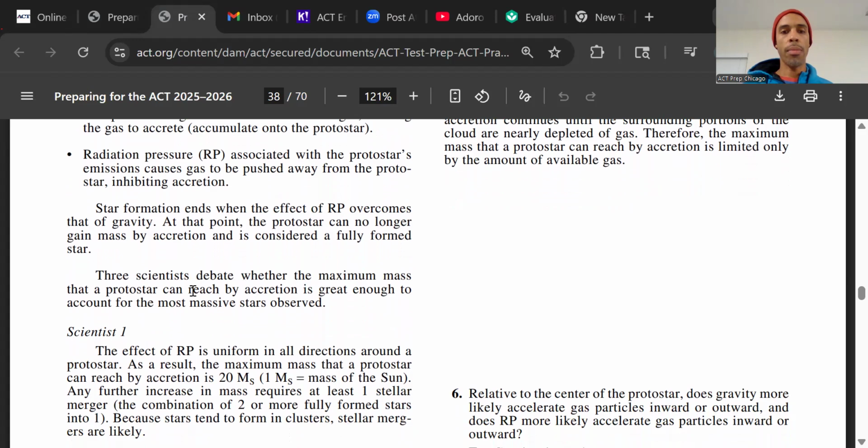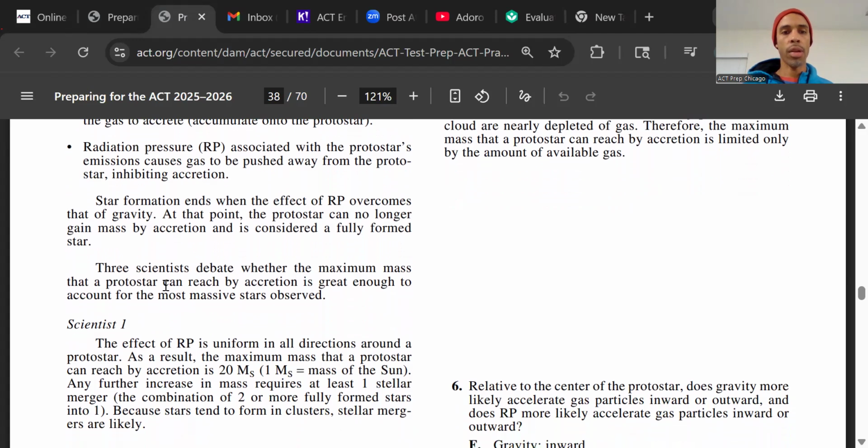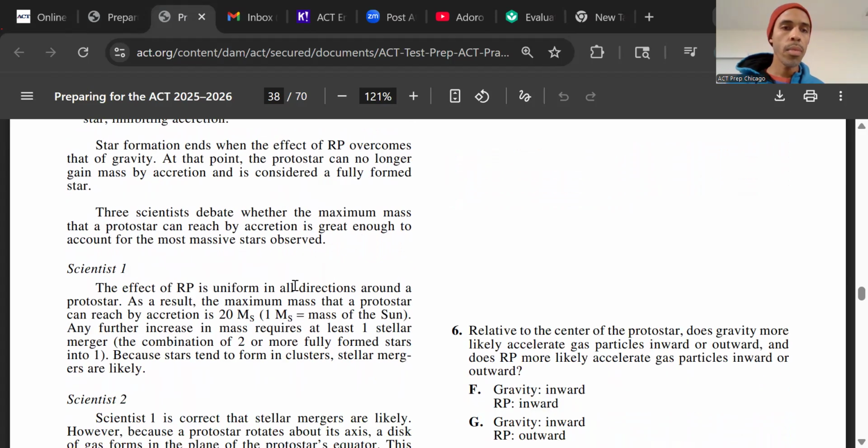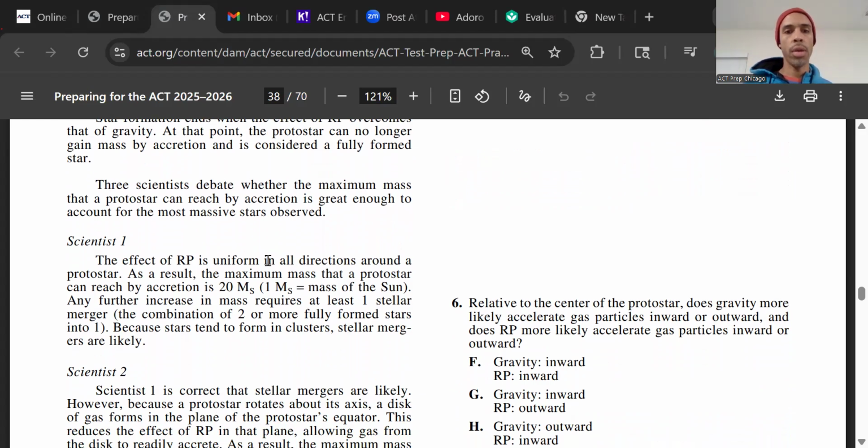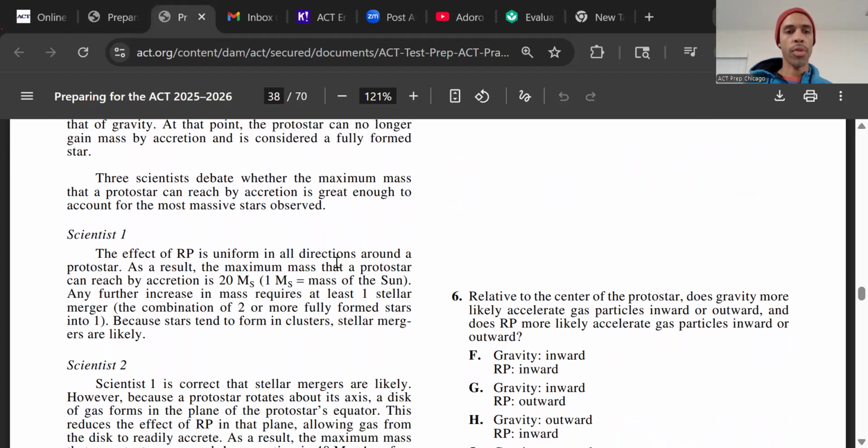Three scientists debate whether the maximum mass that a protostar can reach by accretion is great enough to account for the most massive stars observed. Scientist one says the effect of RP is uniform in all directions around a protostar. That means you're pulling away gas from the star. As a result, the maximum mass that a protostar can reach by accretion is 20 Ms, where Ms is the mass of the Sun, so 20 solar masses.